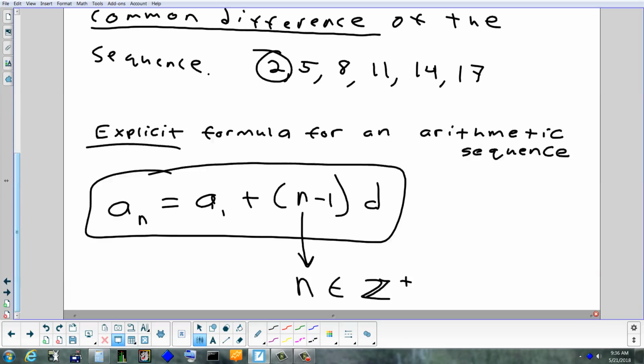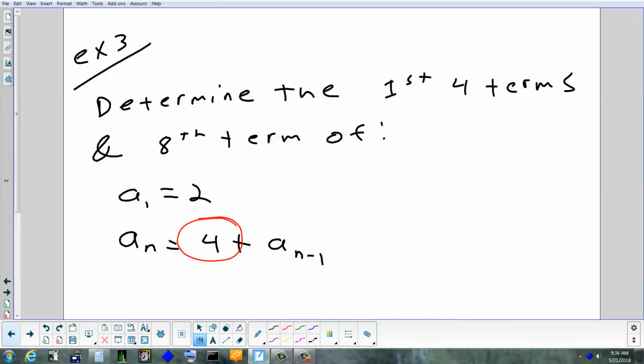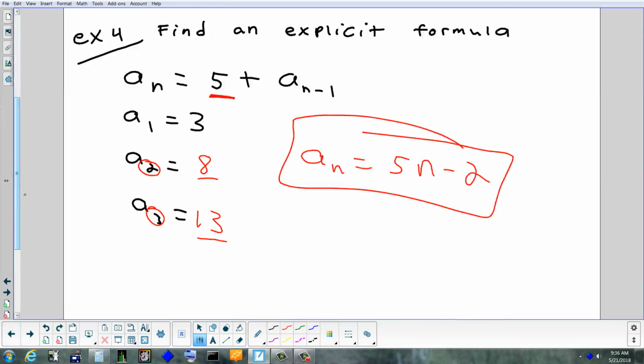Okay, so it's the first term plus n minus 1 d. So let's go back right here. Somehow we figured that out, but let's try our other formula. It's the first term plus n minus 1 times the common difference. And what's the common difference between these numbers? Okay, 5.